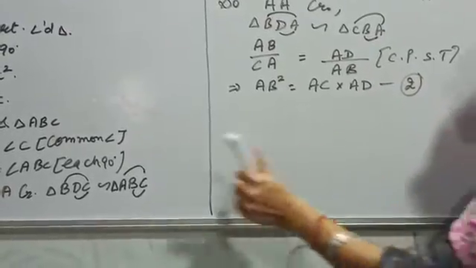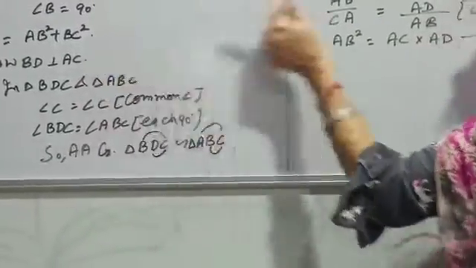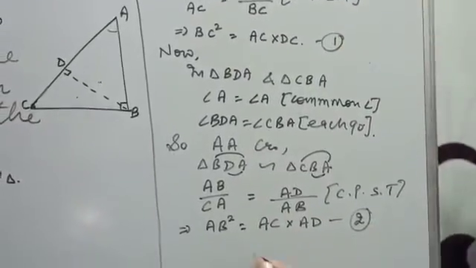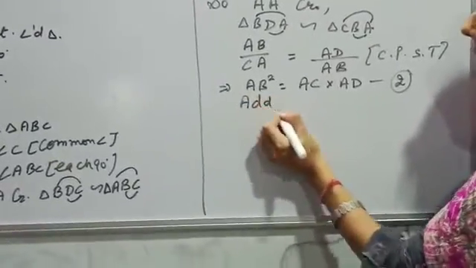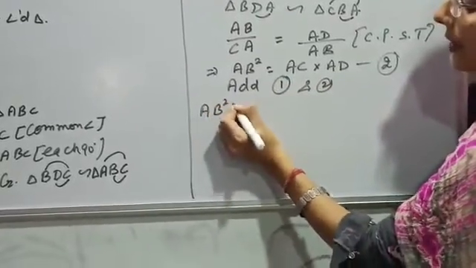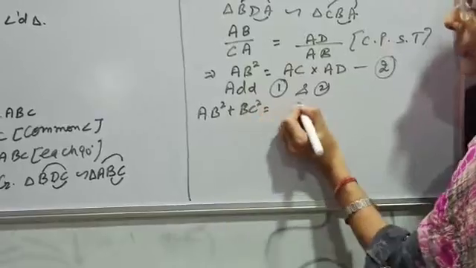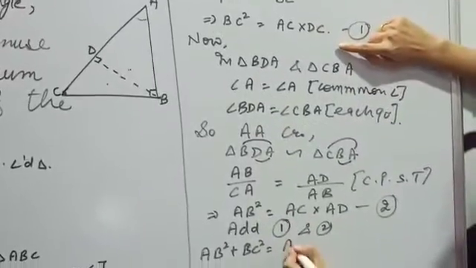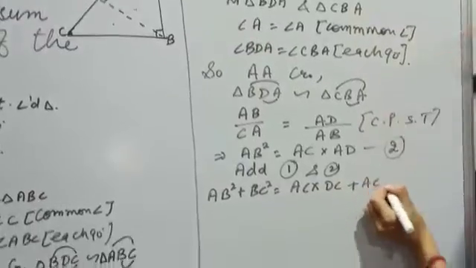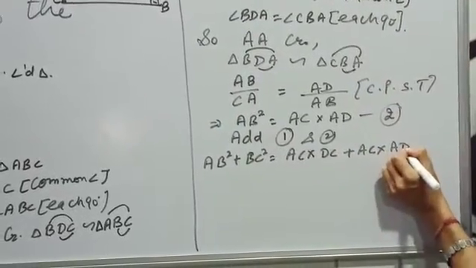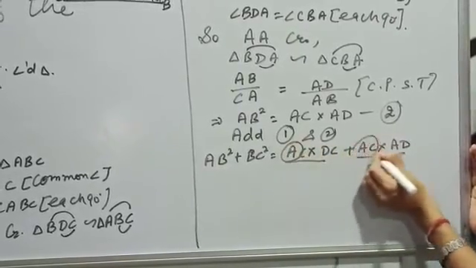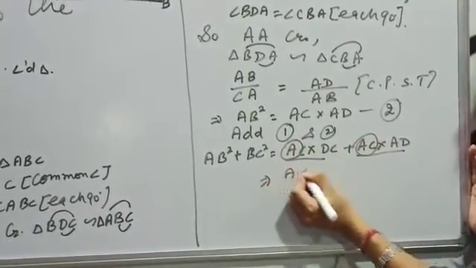What do we need? We need AB square plus BC square, so we need the sum of the first and second terms. So we will add the first and second terms. Here AB square plus BC square will be AC multiplied by DC plus AC multiplied by AD. These are the two terms in which AC is in both, so we will take AC common.